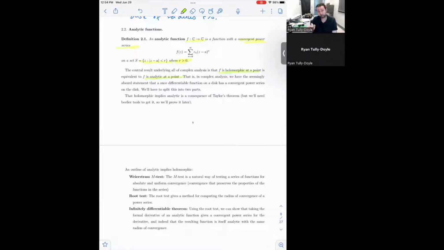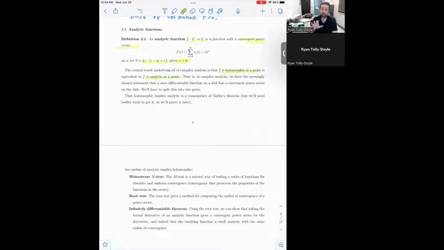So that's the direction where holomorphic implies analytic. That is, once differentiable implies infinitely differentiable. And it's hard to see why that would be the harder direction. To do that, we're going to need Taylor's theorem, the Taylor expansion, so that we have a way of generating the coefficients of a power series, and when we know such a series exists. To do that in complex analysis, we're going to need a beefier set of tools. We're not going to be able to do that right now.